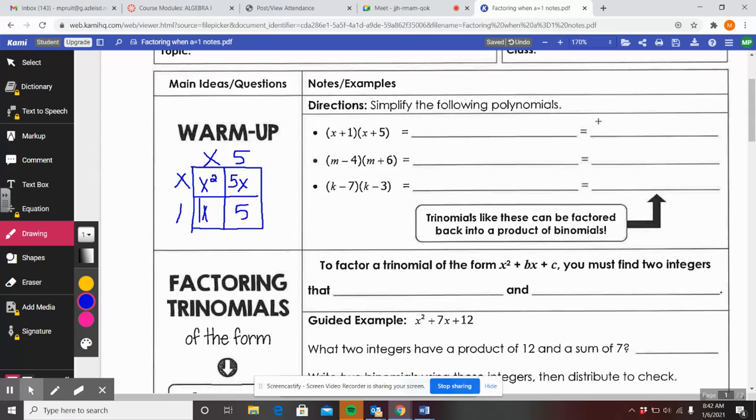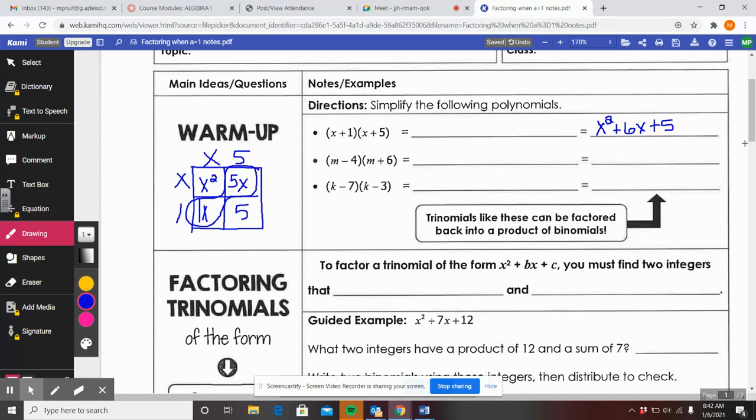So we have x squared, that comes first. And then you've got 5x and 1x. How many x's total is that? 6x plus 5. So that's what we did before we left.